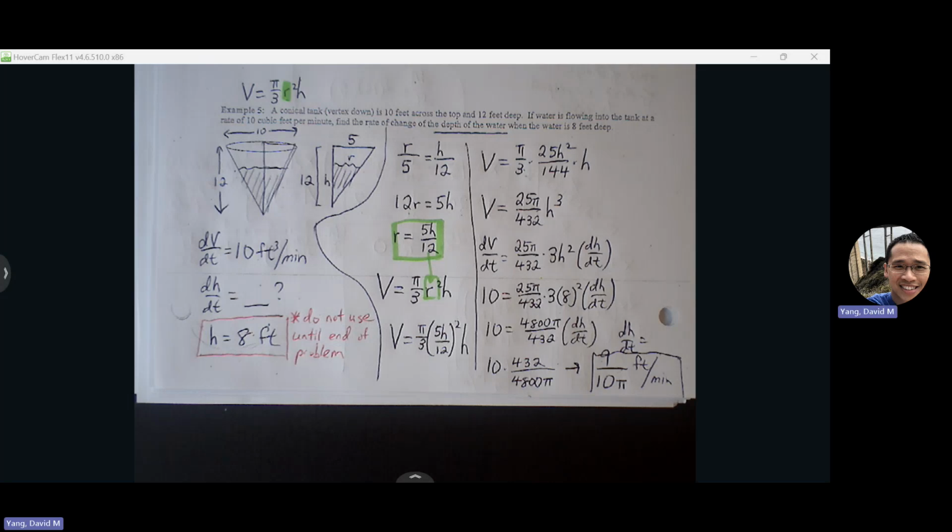When we're plugging in that 8 for h, we only plug it in after we get the derivative. Right, good. After the derivative, because if we plug in anytime before the derivative, then we're saying that this is not changing, which is not true. So this is only after the derivative, not before the change.